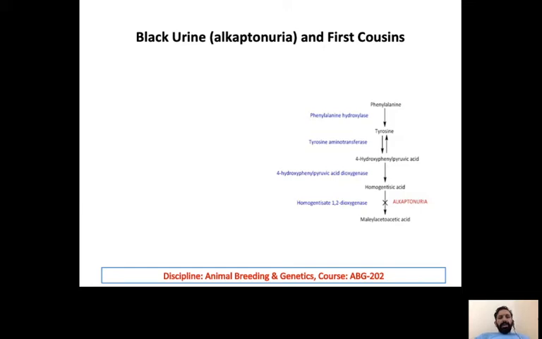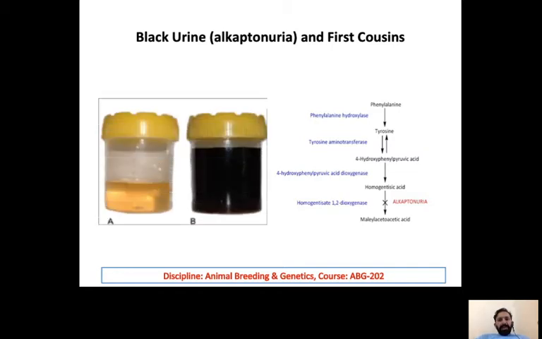You might have heard about the black urine. Technically, it is called alkaptonuria, and mostly it is observed in a family among the first cousins. In the figure shown on the left side of the slide, you can see a normal urine in A and a black urine in B, which is because of this disease, alkaptonuria.